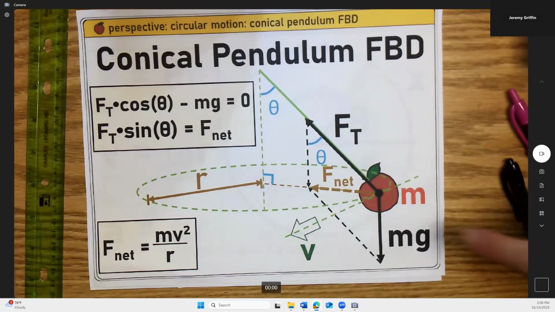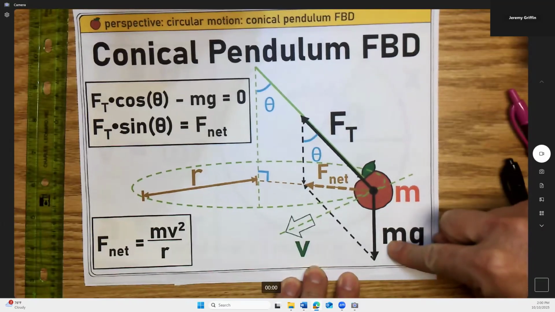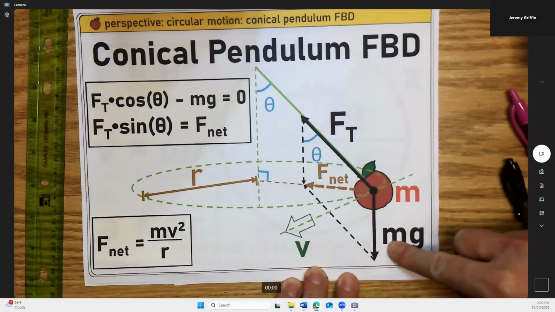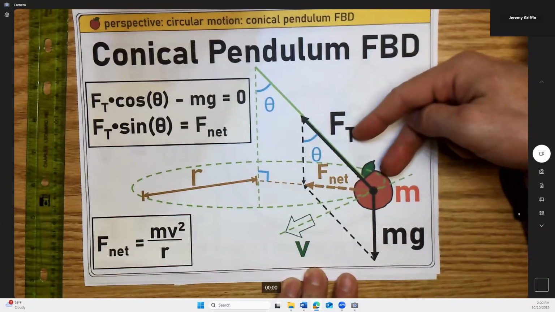So one force is the weight pulling down. Right? Is that trying to pull it straight down to the ground? And also, what's the other force? The tension. Yeah, the tension in the string.